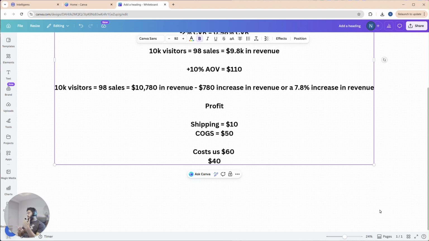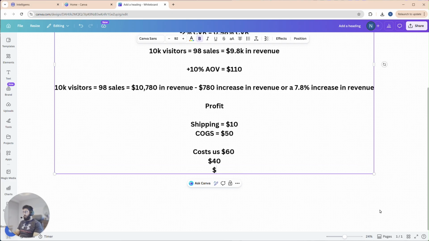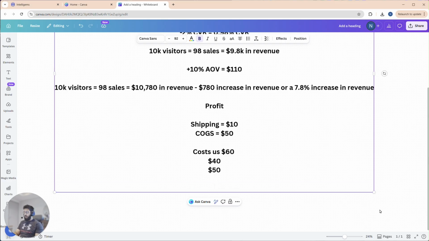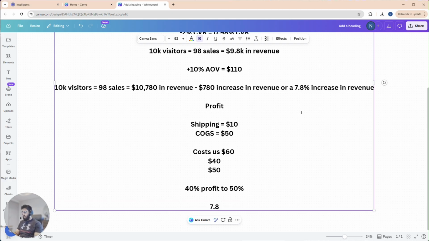Now, if we were to increase AOV by 10%, and we were to go from $100 AOV to $110 and maintain this as a fixed cost, then that would mean that our profit would go from $40 to $50, which means that we went from 40% profit to 50% profit, which means that even though we experienced a 7.8% increase in revenue, we also experienced a 20% increase in profit, because you are fulfilling more product, but to the same amount of people, which cuts down costs.